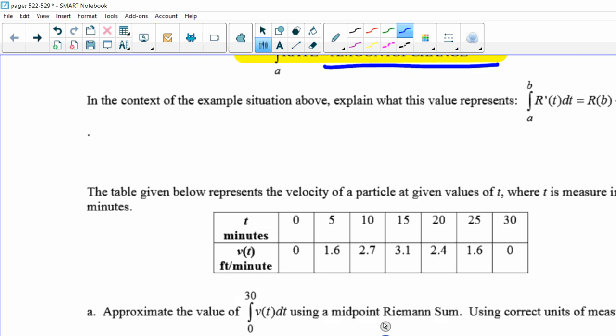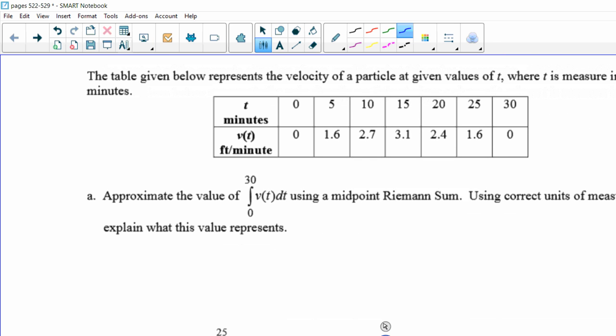Now let's look at this in the context of the example with the swimming pool. If we integrate from a to b, R prime of t dt, and we get R of b minus R of a, what does that mean? Between a and b, it's going to be the amount of change in the volume of the water. It's going to be less because the water's draining out. So it's the amount of water that's drained out from time a to time b.